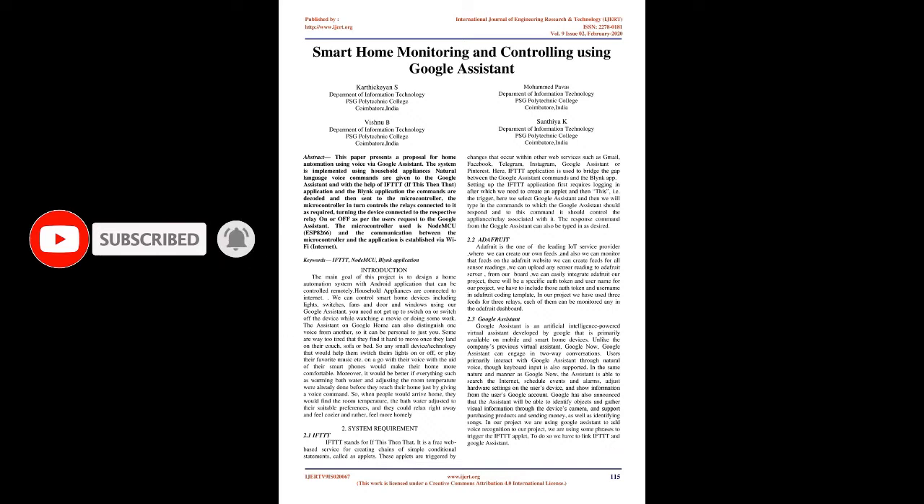The Assistant on Google Home can also distinguish one voice from another, so it can be personal to just you. Some are way too tired that they find it hard to move once they land on their couch, sofa, or bed. So any small device or technology that would help them switch their lights on or off, or play their favorite music on the go with their voice with the aid of their smartphones would make their home more comfortable.